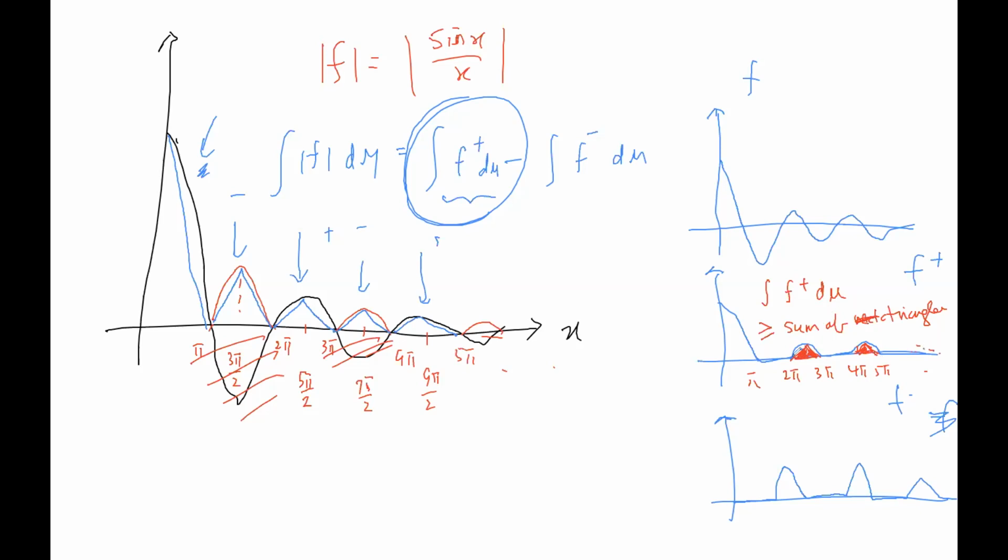Okay, the size of the rectangle between 2 pi and 3 pi is what? 1/2 times the width, right? The width is always pi, times the height.